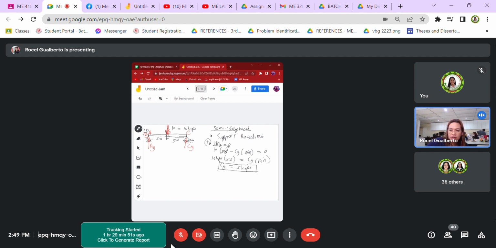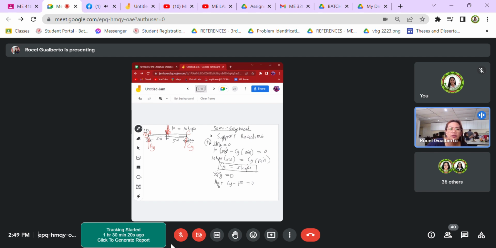We yield a positive value, meaning tama po yung ating assumption that CY is acting upward. Okay? So, tama po. And then, let's find the value of AY. Summation forces Y is equal to 0. Sign convention: ang force sa pataas, positive. Ang force sa baba ay negative. Okay? So, we'll have AY plus CY minus F is equal to 0.